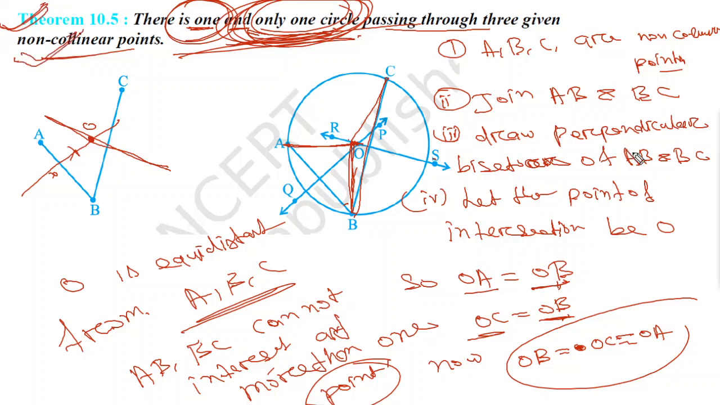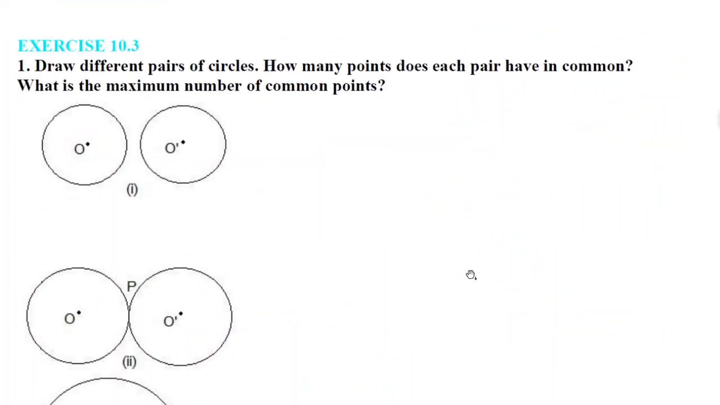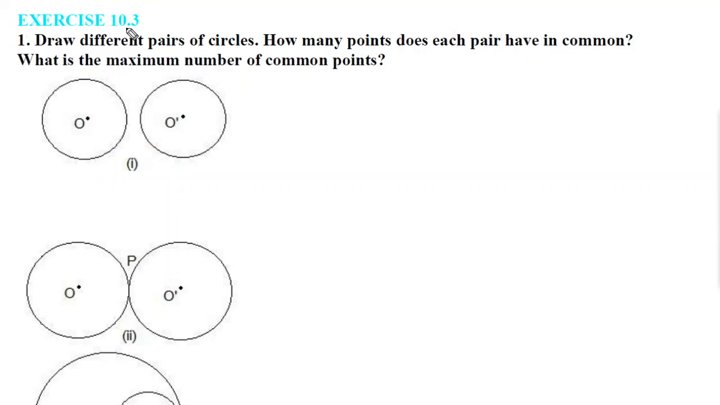Okay. So now we will move to the exercise part. So exercise 10.3, draw different pairs of circles. How many points does each pair have in common? What is the maximum number of common points? So what we have to do? We have to draw different pairs of circles and we have to find what is the maximum number of common points the circles have. So here we can see 2 circles we have drawn.